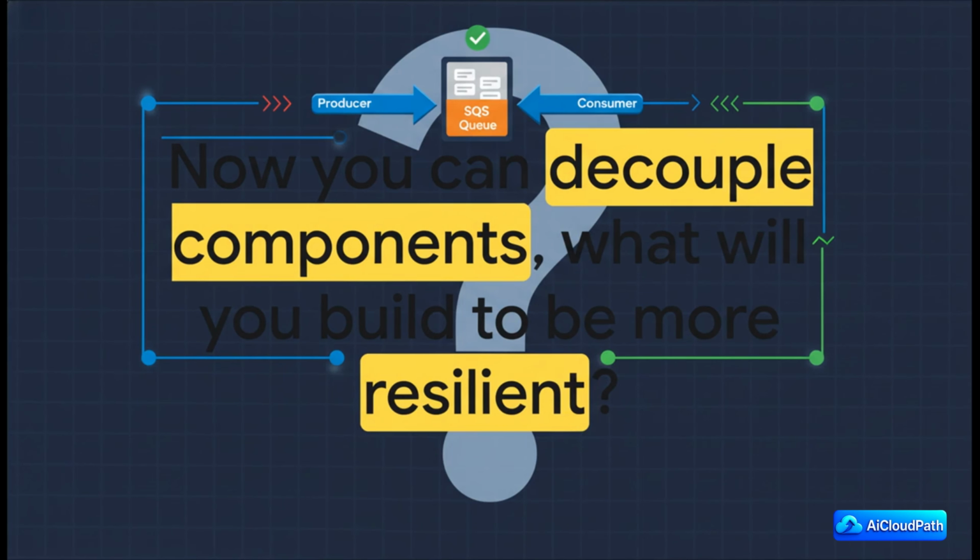So we've seen how SQS acts as this amazing middleman, creating stability and a much better user experience, all through the power of decoupling. So the real question now is, with this powerful concept in your toolkit, what fragile connections in your own projects can you make a whole lot more resilient?